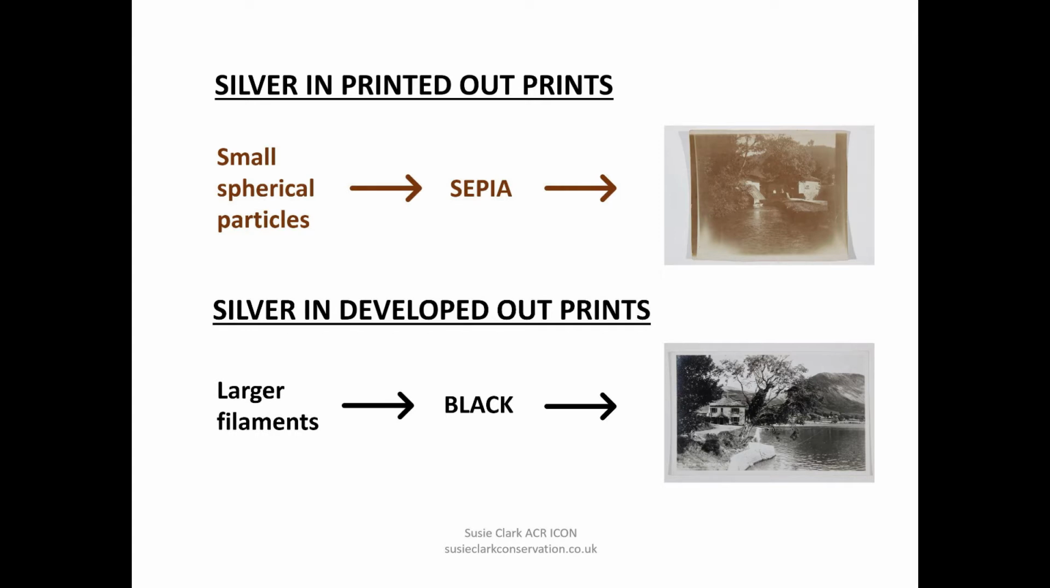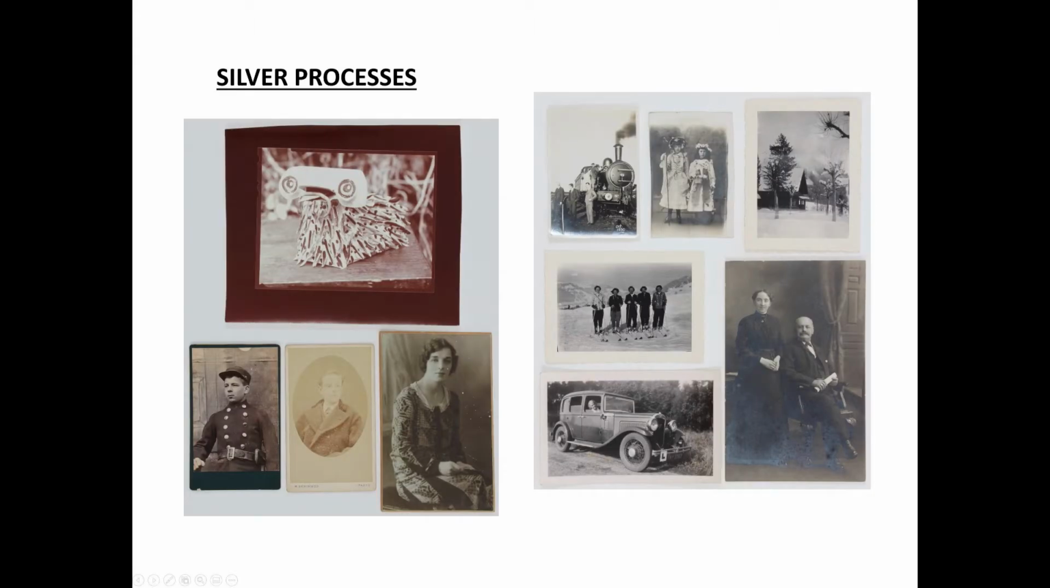The significance of this is that in printed out prints you produce silver in the form of small spherical particles, and that's what gives a printed out print its sepia coloration, whereas in developed out prints you have silver in the form of large filaments, and that gives it a black appearance, or in the darker, denser areas of the print. So if we look at those prints from the beginning again, you can see on the left you have printed out images, and on the right you have developed out images.